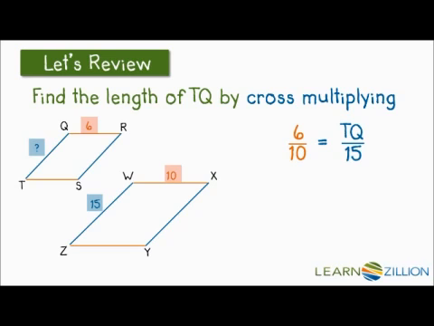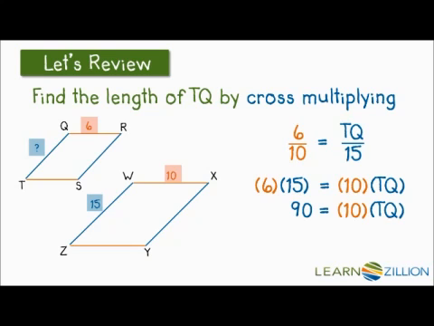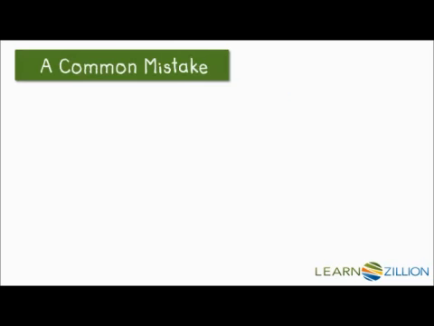Now we cross-multiply. We find the product of the extremes, that is 6 times 15, and that will equal the product of the means, that is 10 times TQ. We simplify the multiplication and divide by 10 to solve for TQ, which has a length of 9.